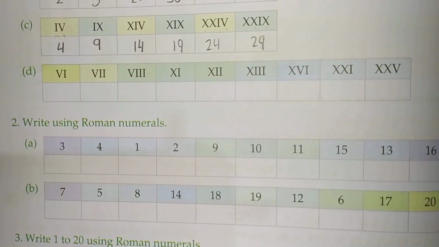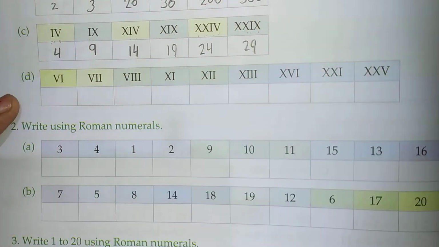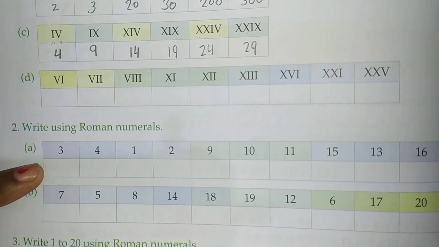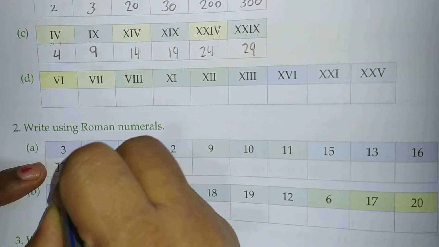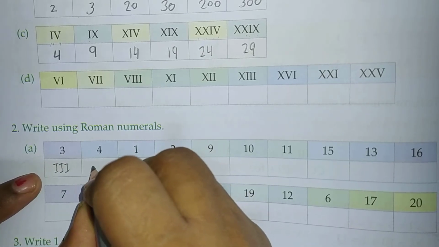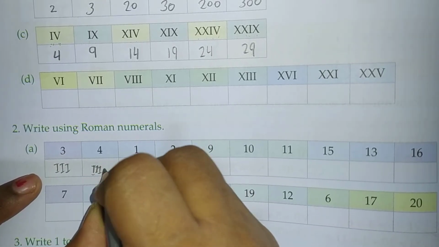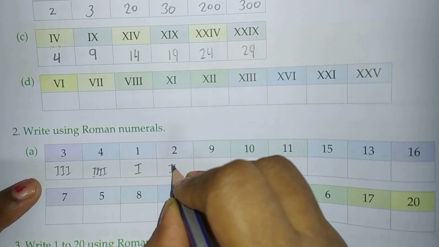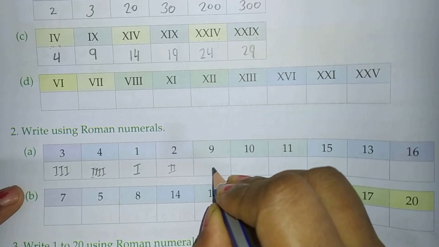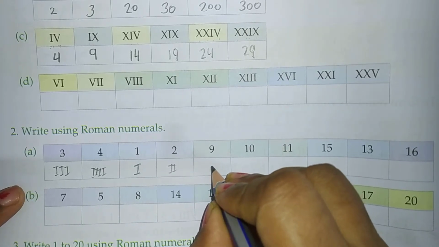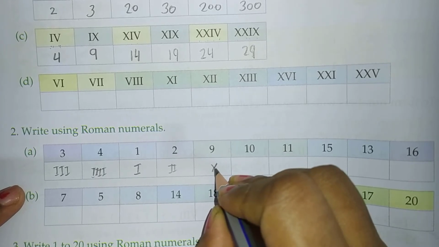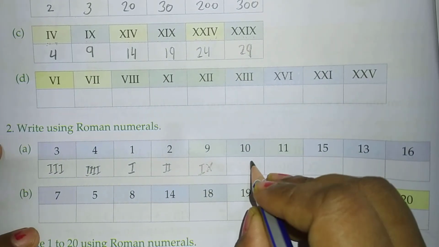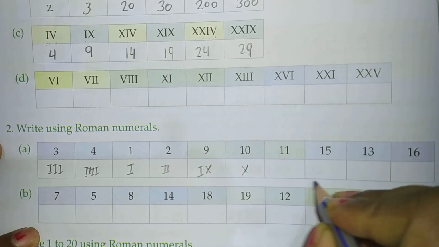Next, write using Roman numerals. The Roman numeral of 3 is III: 1, 2, 3. The Roman numeral of 4 is IV. The Roman numeral of 9 is IX. The Roman number of 10 is X, and IX is 10 minus 1, 9. The Roman number of 10 is X.